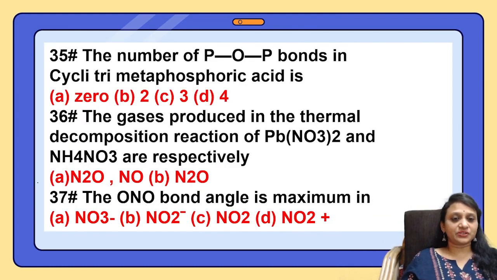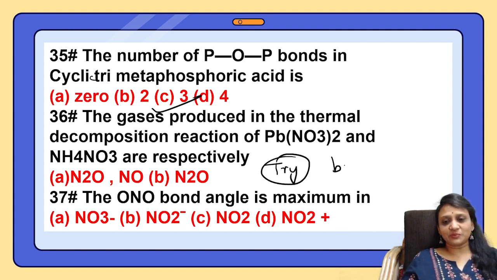Next, students, 35th question. The number of P-O-P bonds in cyclic trimetaphosphoric acid. Yes, simple. 3. The gases produced in the thermal decomposition reaction of lead nitrate and ammonium nitrate are? Can anybody tell me? Yes, students? Okay. I'll give you a small clue, students. N2O, NO or N2O. Try this reaction by yourself and tell me what this is. Then you will know.